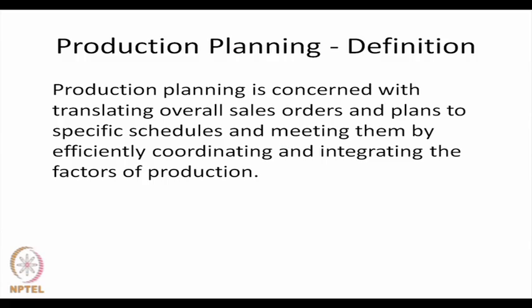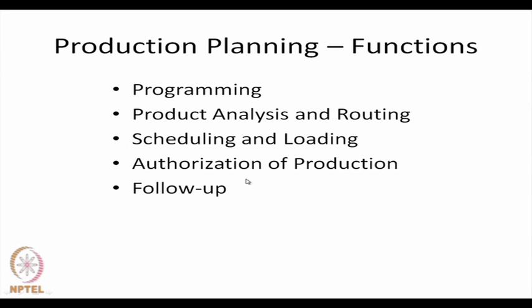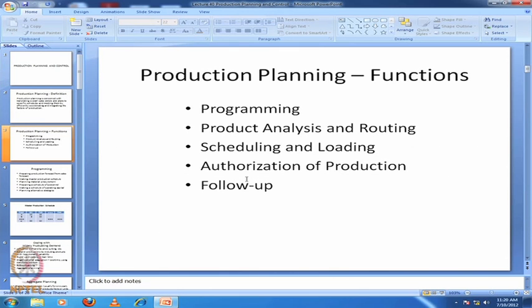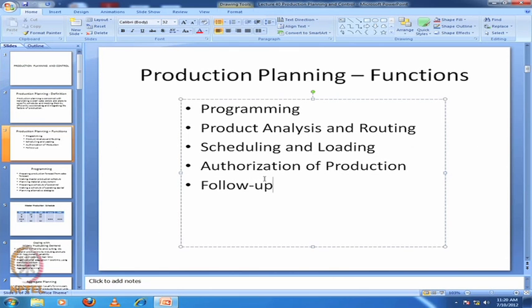Now, let us consider these details. The production planning functions can be grouped under 5 headings: production planning proper, which I am calling programming; product analysis and routing; scheduling and loading; authorization of production; follow up and control. I think I should add another point here, that is control.